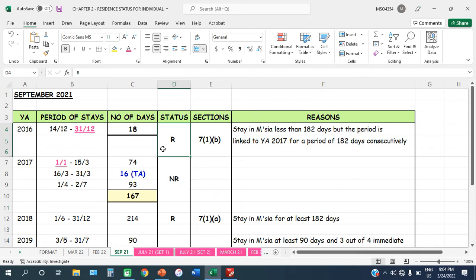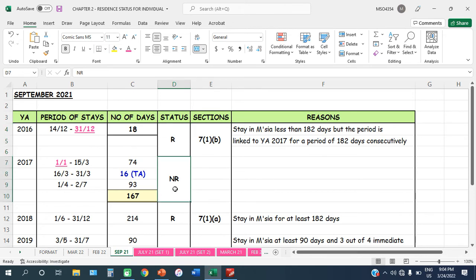First condition, next year is resident. Before we go to next year. Second condition, 3 immediate preceding years must be resident. Do we have 3 years? We only have 1. So can we use D? Also no. So due to that, all sections cannot be used.